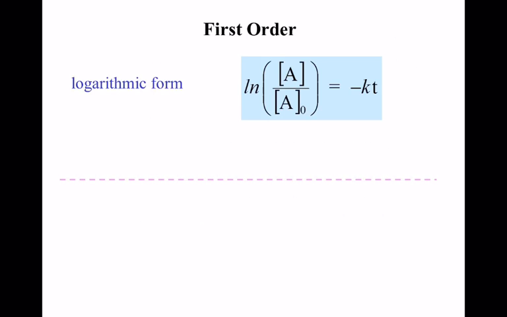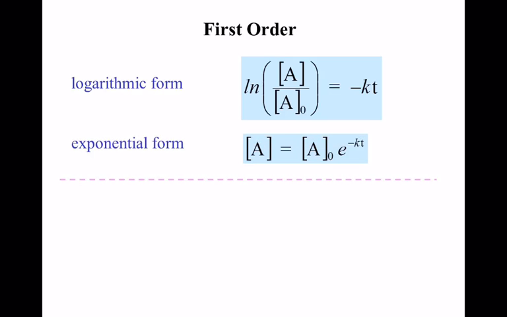So, first order. Now, I'm going to put another one up here. Remember, ln is the natural log, base e. So we could change this around and take e raised to the natural log of the quantity A over A naught, which is equal to A over A naught, and that's equal to e raised to the negative kt.